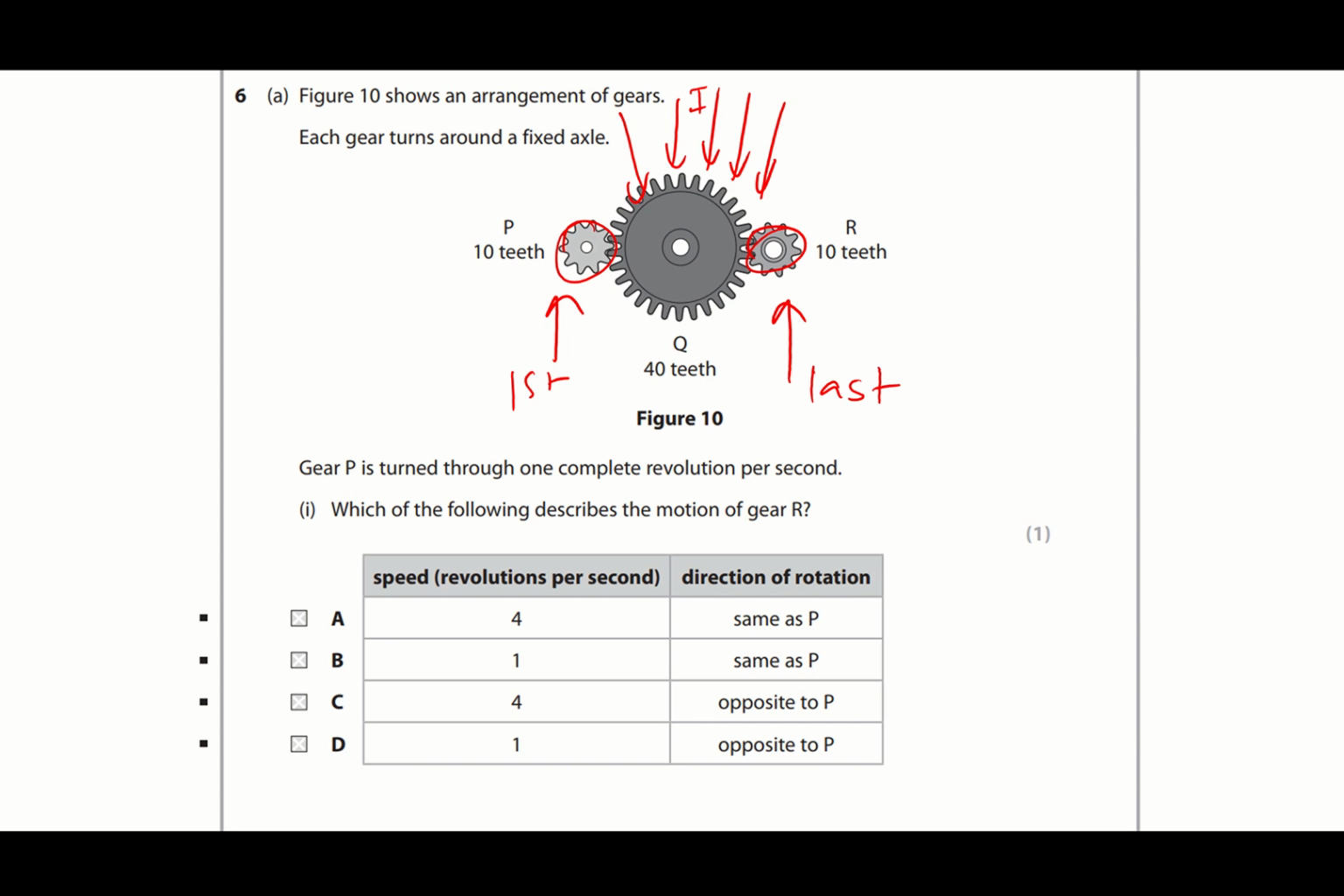It says gear P turns through 1 revolution per second. Well, they've got the same number of teeth. So 10 to 10 is the same as 1 to 1. And therefore, whatever this turns, this will turn the same. That's because this one will go anti-clockwise, that one will go clockwise, this one will go anti-clockwise, and that's it. So speed, it's a 1-to-1 ratio, so we're after 1, and the next one has got to be the same as P as well, B.